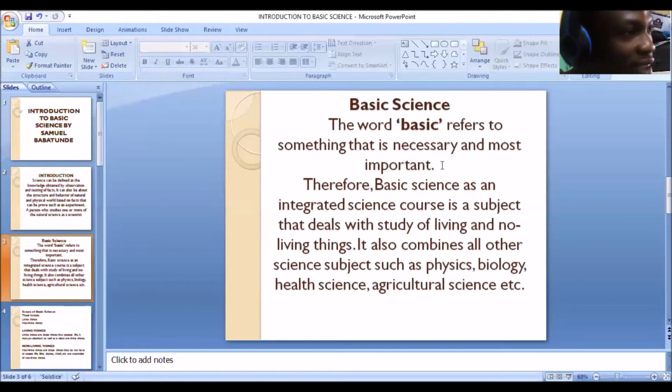Now, combining basic and science, we have basic science. Basic science, as an integrated science course, is a subject that deals with the study of living and non-living things. Study of what? Living and non-living things. It also combines all other subjects such as physics, biology, health science, and agricultural science.